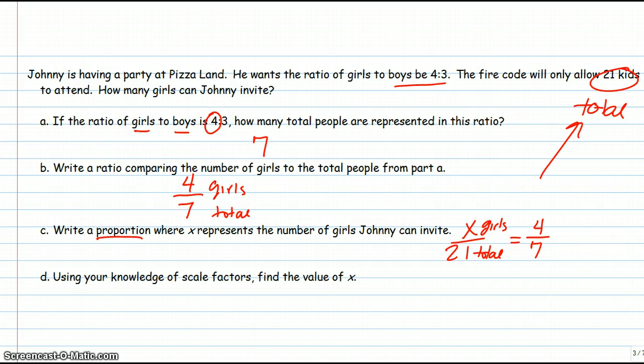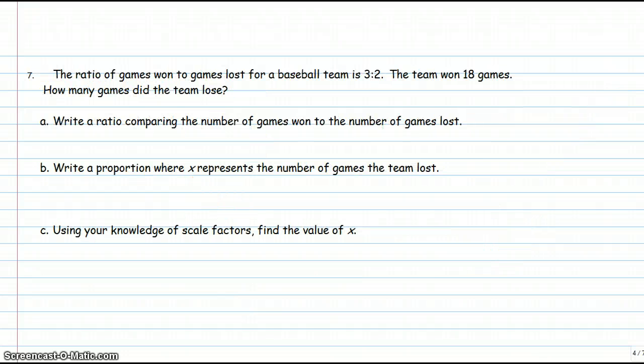All right, using your knowledge of scale factors, find the value of x. Well, 21 divided by 3 is equal to 7. So x divided by 3 has to equal 4. So what number divided by 3 is 4? That's 12. So he can invite 12 girls.